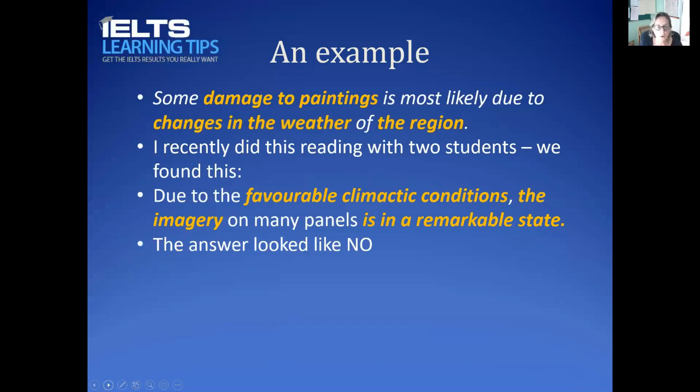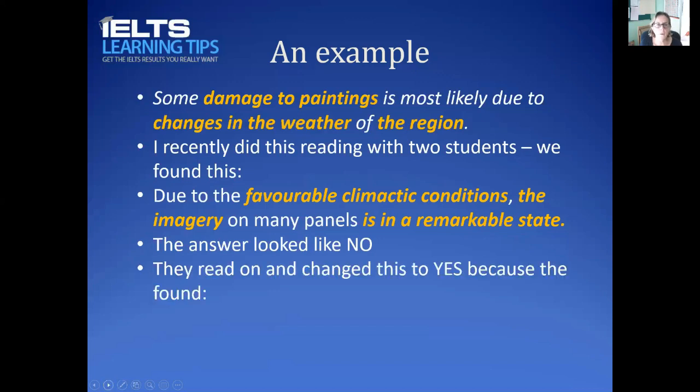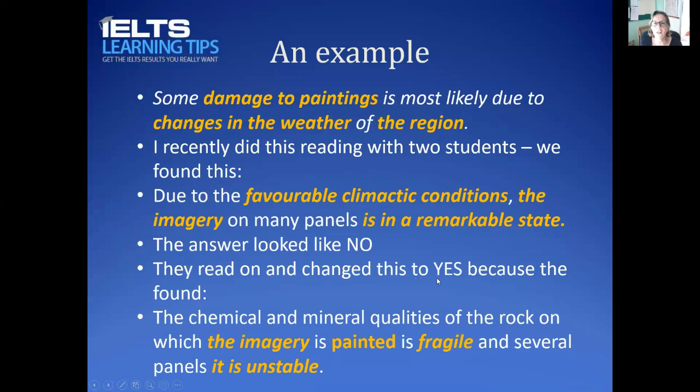However, before we had a chance to actually write that down, the two students went on and read the next paragraph. I don't know why, but they felt that they needed to do this to confirm the answer. And what they did at that point was to change the answer to yes. And the reason they did that was because they found this sentence. The imagery, here we've got paintings, painted, fragile and unstable, damage. Okay, can you see what went wrong?